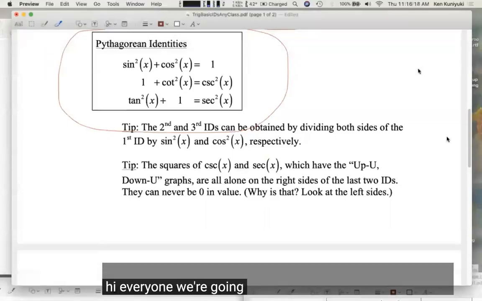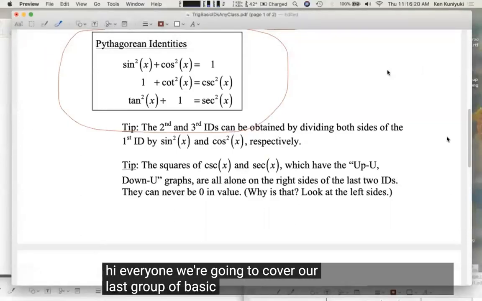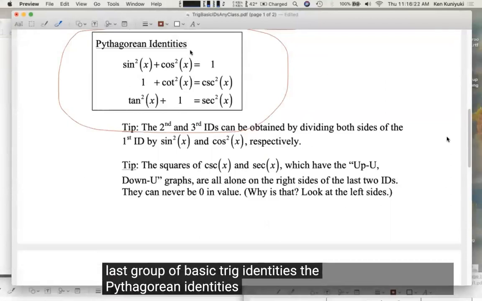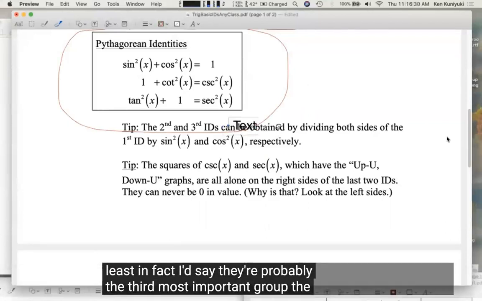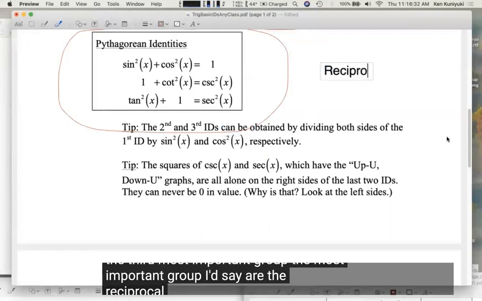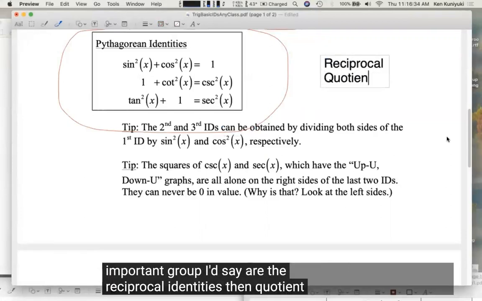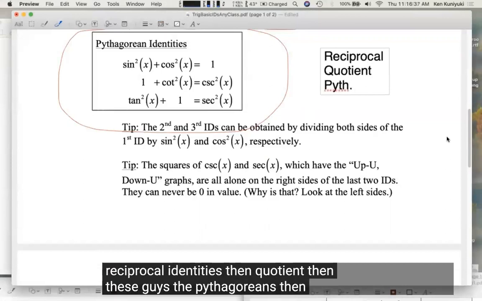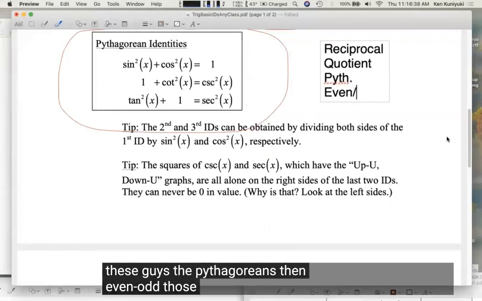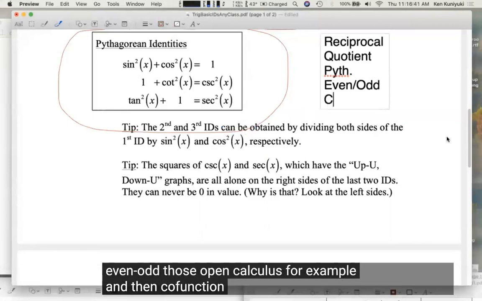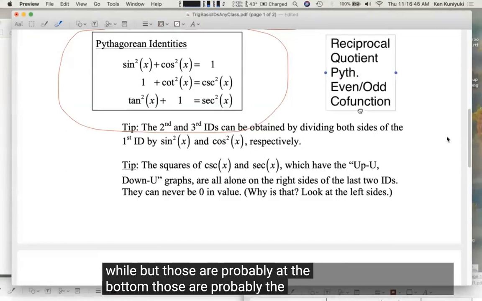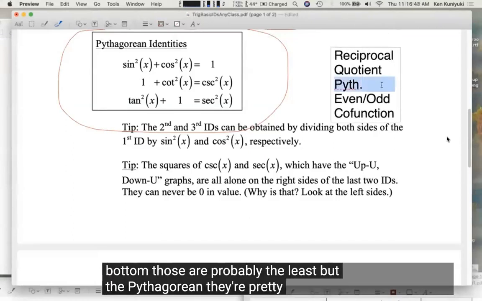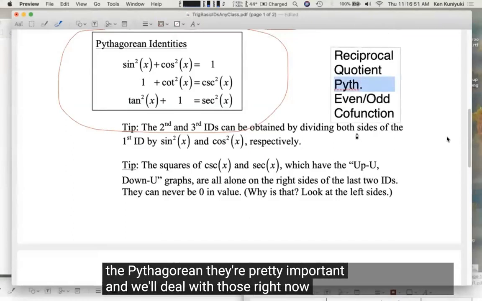Hi, everyone. We're going to cover our last group of basic trig identities, the Pythagorean identities. Last but not least. In fact, I'd say they're probably the third most important group. The most important group, I'd say, are the reciprocal identities, then quotient, then these guys, the Pythagoreans, then even odd. Those help in calculus, for example. And then cofunction, you'll see once in a while, but those are probably the least. But the Pythagoreans, they're pretty important, and we'll deal with those right now.